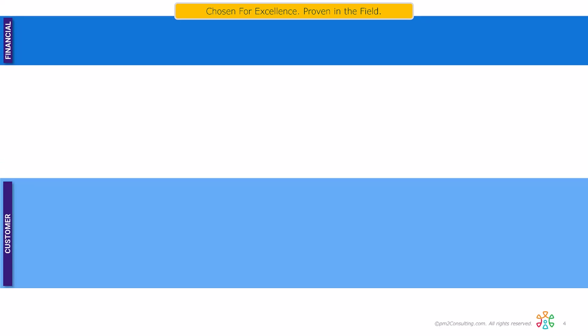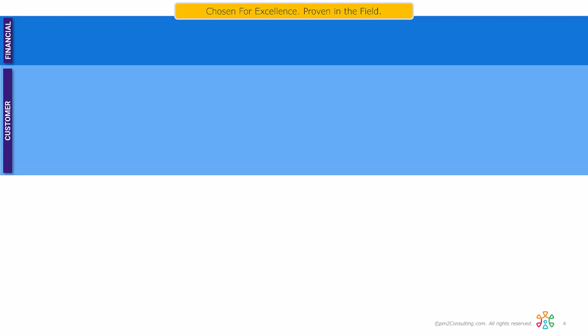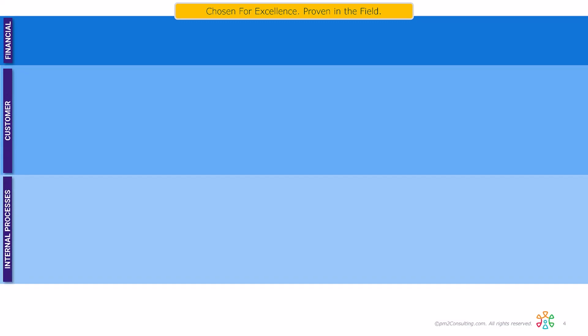Overall, what are our financial goals? To achieve that, what do we need to do to make our customers happy? To make our customers happy, what are the internal processes? And then underpinning all of that, what are the enablers, the strategic assets, competencies, and cultures that we need?